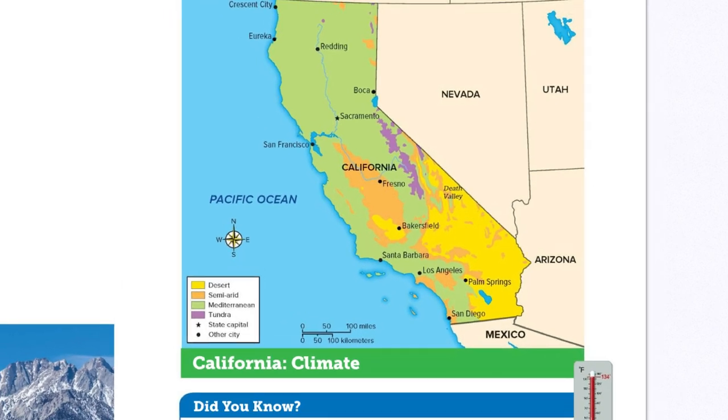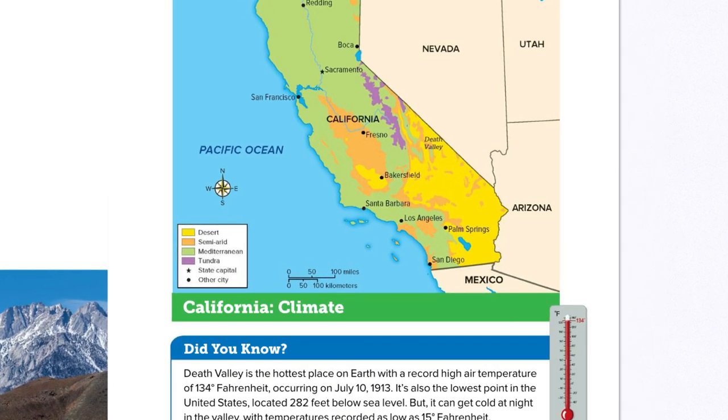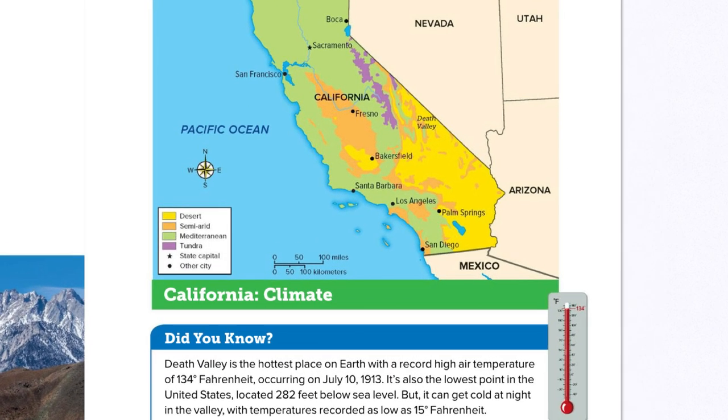And here is a climate map of California. And you can see here in the legend, we have desert, semi-arid, Mediterranean, tundra. The Mediterranean climate is a significant part of California. Then we have some semi-arid areas and a significant portion of desert.